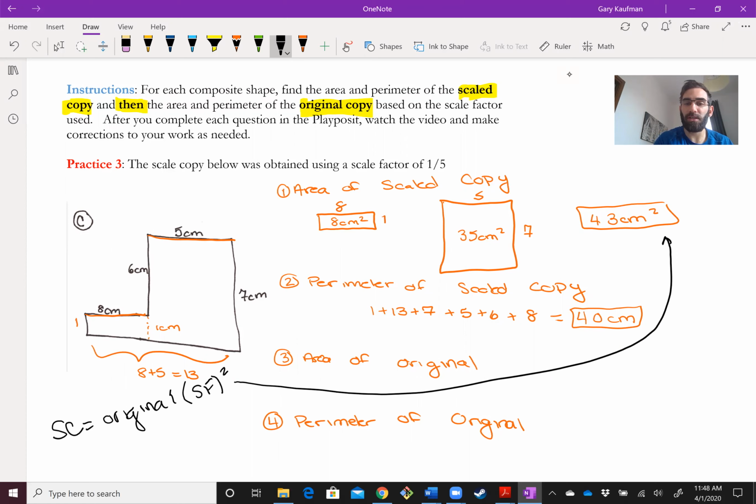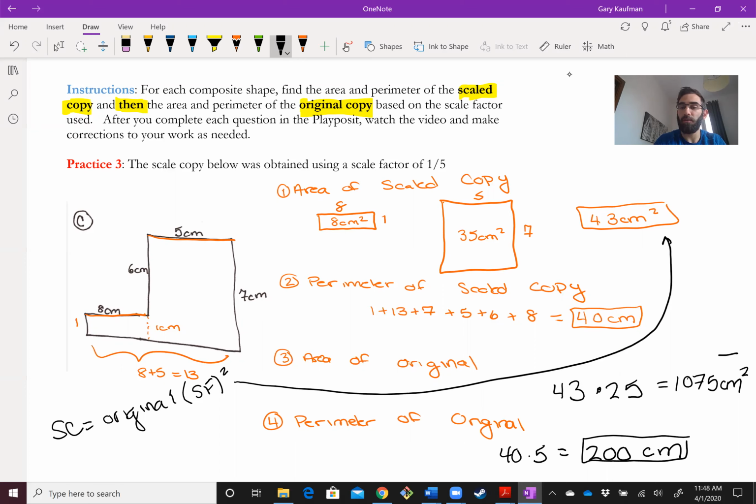So we need to go in reverse and say the original area is the opposite of multiplying by 1/5 twice, which is dividing by 1/5 twice, which is multiplying by 25. And so our original was 1,075 centimeters squared. Versus the perimeter, since we used a scale factor of 1/5, so we divided by 5 once, I need to multiply once, and we get 200 centimeters was the original perimeter. So that's practice problem 3. One more to go. You guys got this.